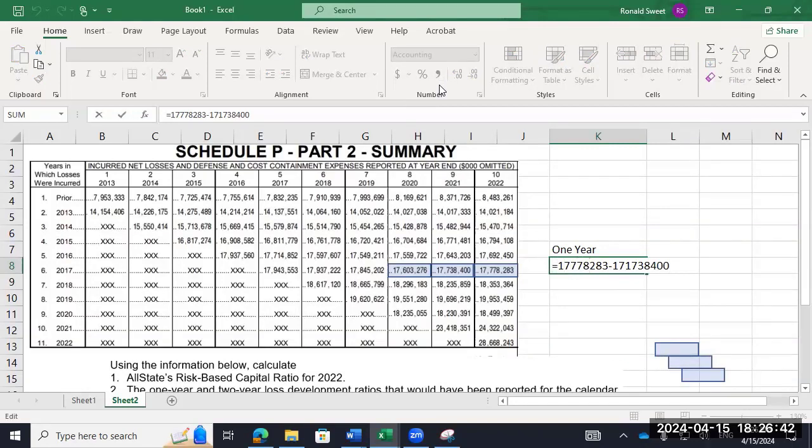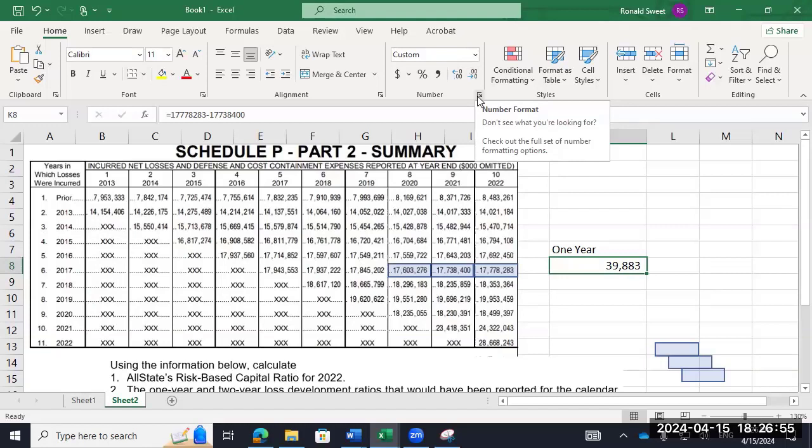17,778,283 minus 17,738,400 is 39,883. Yes. Okay. Remember the negative sign is important. Here it's positive, so it works.